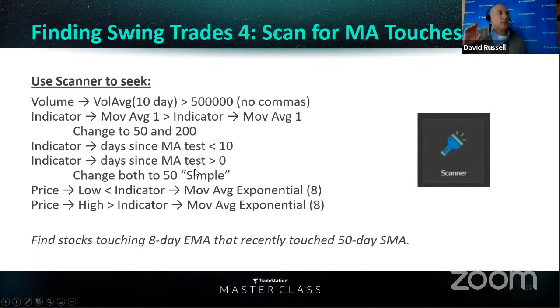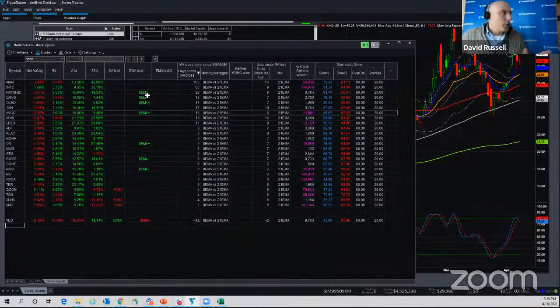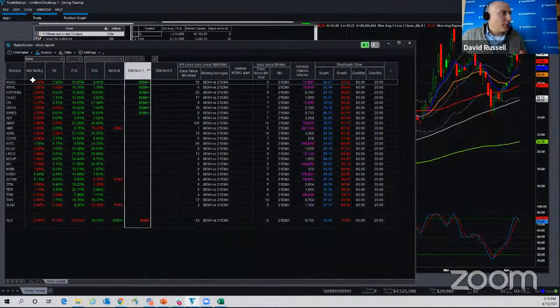Next, scan number 4, finding swing trades. And this is a really cool one, because a stock can pull back, hit that 50-day moving average, and then sit for like 3 or 4 days and then take off. How do you find those? This is a special indicator I created, this thing over here called MA test. It will show you if the stock is at the moving average right now.